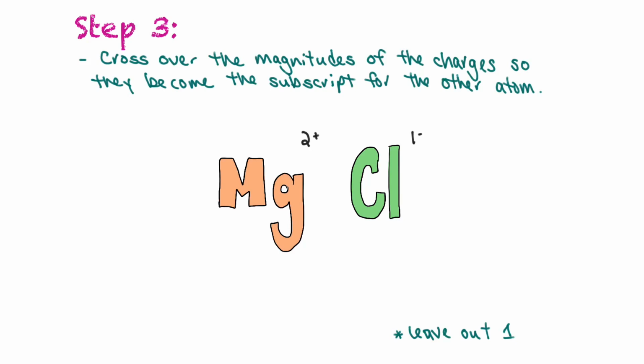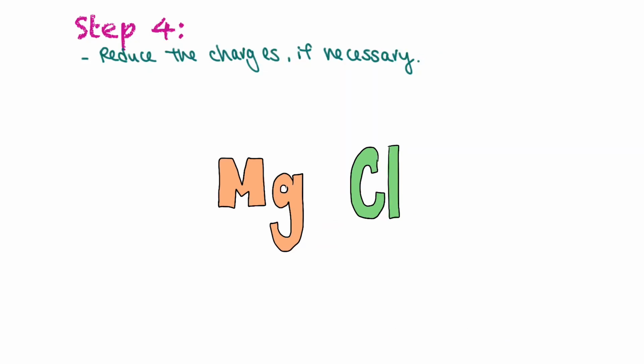So the third step is to cross over the magnitudes of the charges so that they become the subscript for the other atom. One thing to note is that you don't write down a 1, you just leave that out. So we'll bring down the 2 beside chlorine, and we'll bring down the 1 down here. We'll just write it for now. And then you reduce the charges if necessary. So remember, we brought down the 1 here, so we don't need to write the 1. And then we brought down a 2 here. So the chemical formula for magnesium and chlorine combined together is MgCl2.